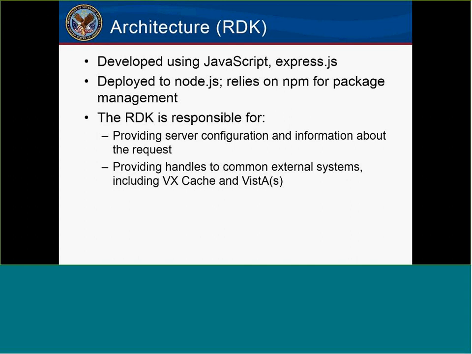Then the second part of the SDK architecture is the RDK. The RDK is also developed using JavaScript, and it uses Express.js, deployed to Node.js, and relies on the node package manager for package management. It's responsible for providing server configuration, information about the requests that are passed through it, and it provides handles to common external systems such as the Vista Exchange Cache, Vista systems, and so on.